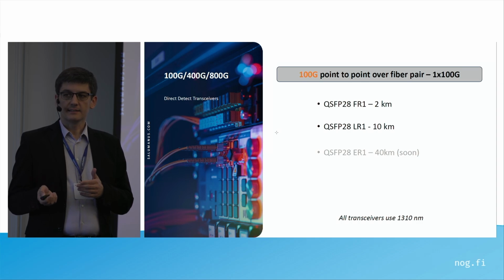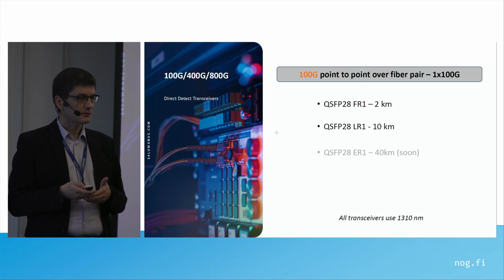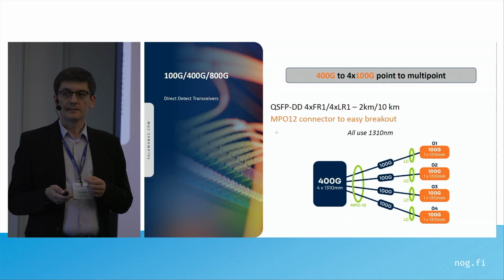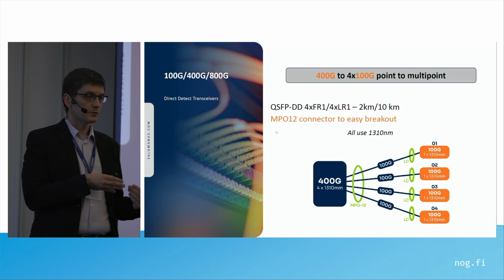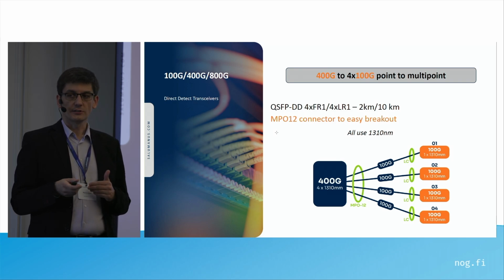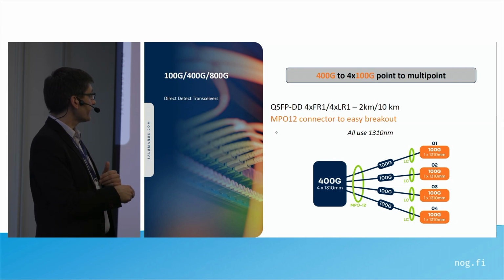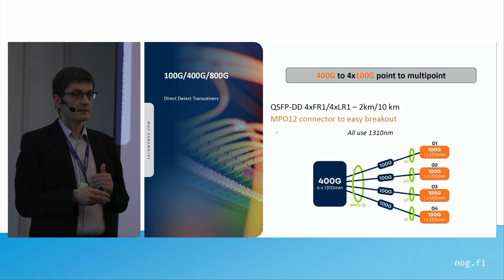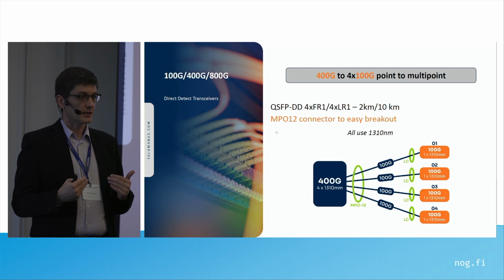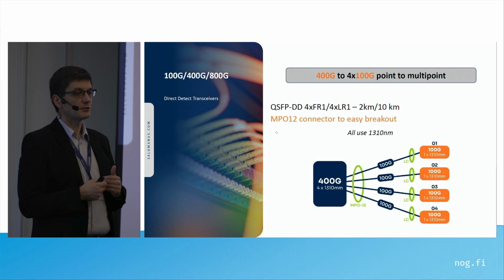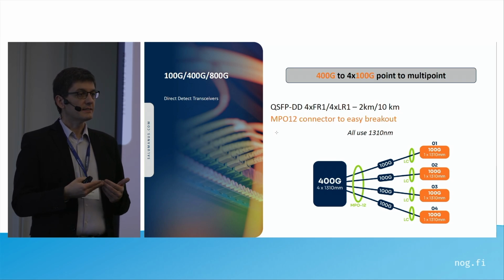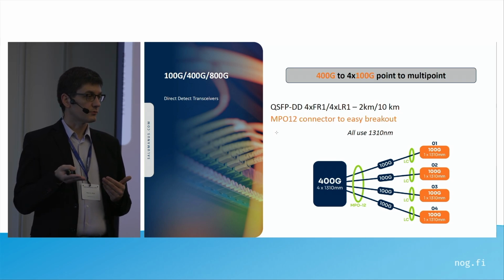Basically, the FR1 and LR1 are a kind of transceiver which is getting popular now on the market, and there are a few reasons. The first reason is that those transceivers are interoperable with the similar transceiver on the 400G side. On the 400G side, we also have a transceiver called FR1 or LR1. And using either an MPO to LC splitter or some cassette to break out those cables, we are able to connect 4 times 100G to a single 400G port. This is something we will need in our networks when we upgrade to 400G.